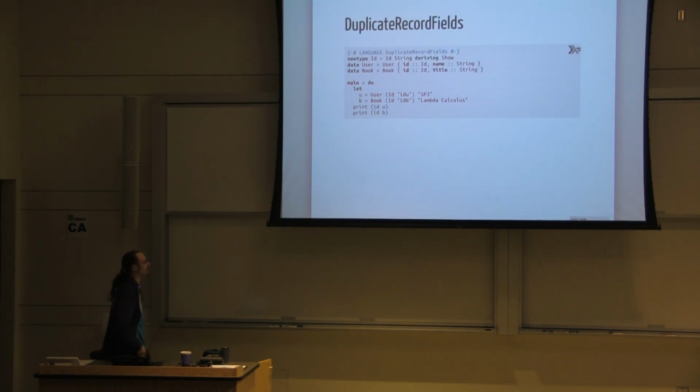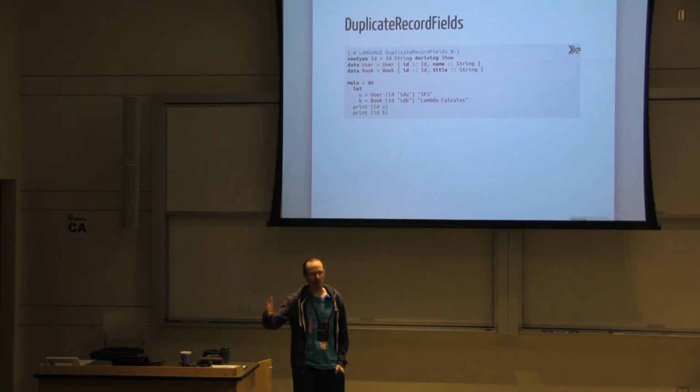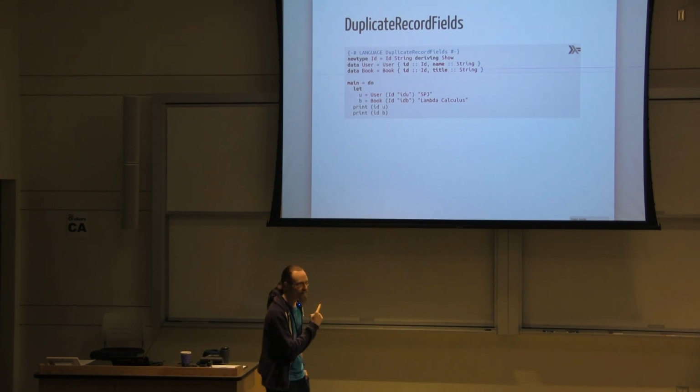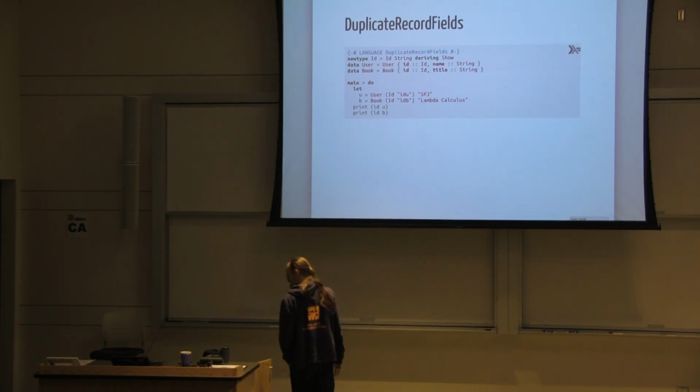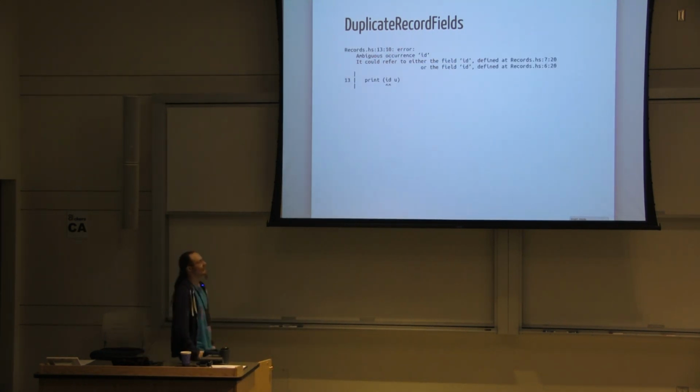Okay, duplicate record fields. Here, you don't need those prefixes anymore because the compiler is fine with you actually having more than one field of the same name. So, hands up, who thinks this compiles? Sorry to disappoint. So yes, nice try.